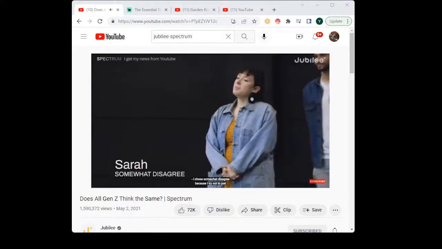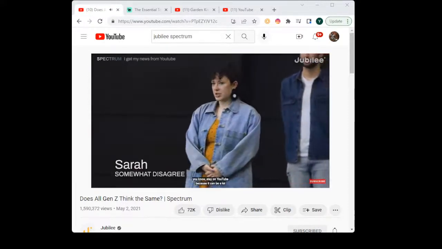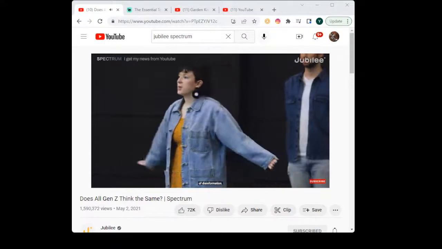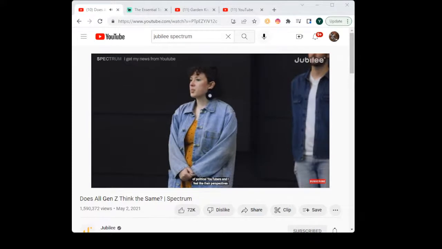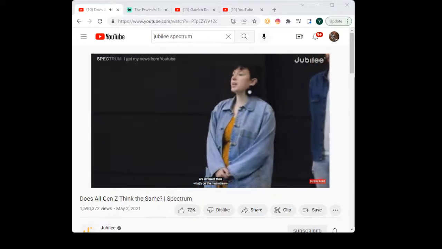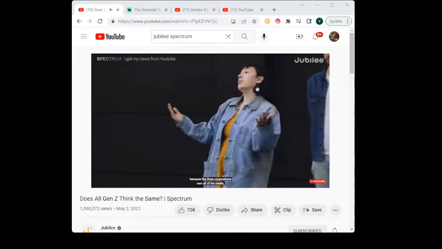I just somewhat disagree because I try to stay off YouTube because it can be a lot of disinformation. But you also gotta make sure you check a lot of it first. I follow a lot of political YouTubers, and I feel like their perspectives are different than what's on the mainstream, because 3 corporations own all of the media.